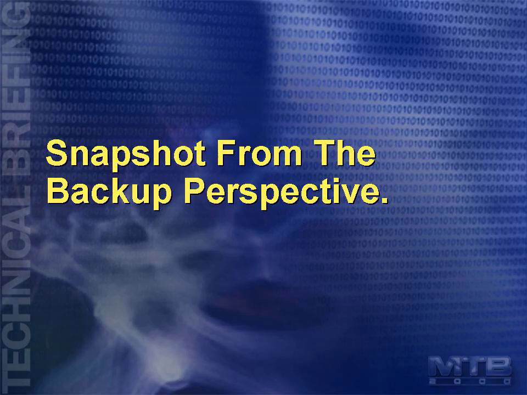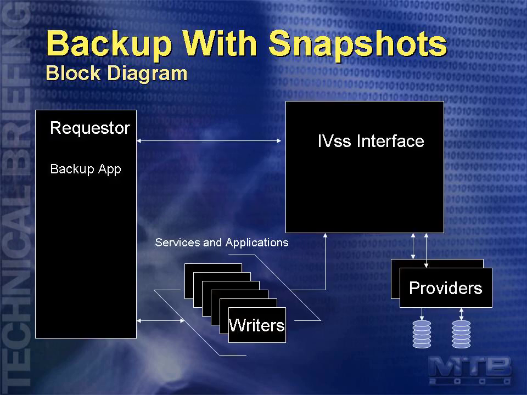All right, so now we're going to get down to the nuts and bolts of what we're doing here to make this work. This is the basic block diagram of the snapshot system in Whistler. We have a requester, which is a backup application. We have the IVSS interface, which is the snapshot interface. We have writers and providers. So let me introduce what these are.